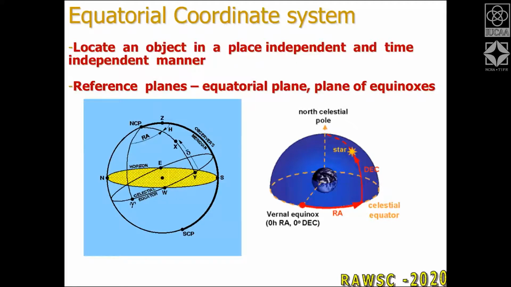This plane is the reference plane for which coordinate? This is for declination. So all the angles above this reference plane, right up to the North Pole, are plus declination, and all the angles below this plane are minus declination. Okay, so you define declination.